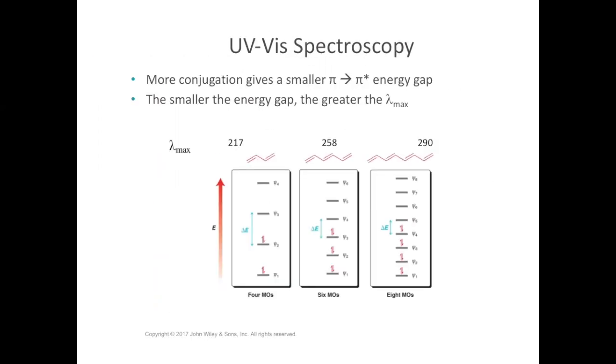The more conjugation something has, the smaller the energy gap between the HOMO and the LUMO, also called the pi and pi star orbitals. The smaller that gap, the greater the lambda max. And remember, frequency is directly related to energy, wavelength is inversely related. So if we are absorbing at a higher wavelength, that means there's a smaller amount of energy.